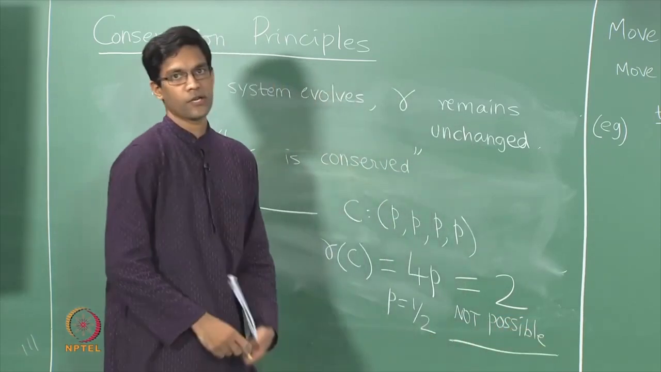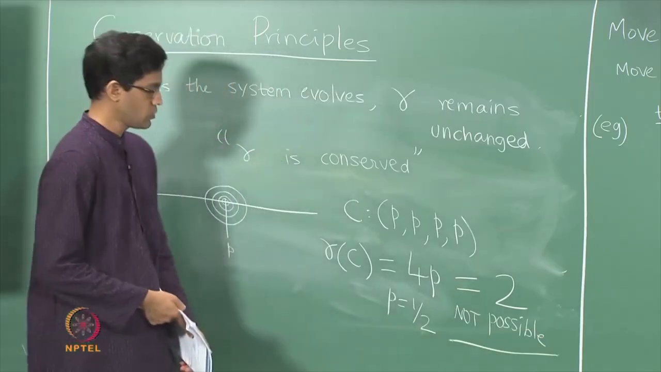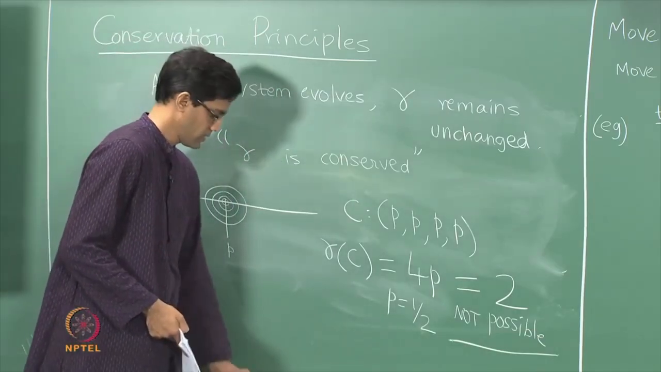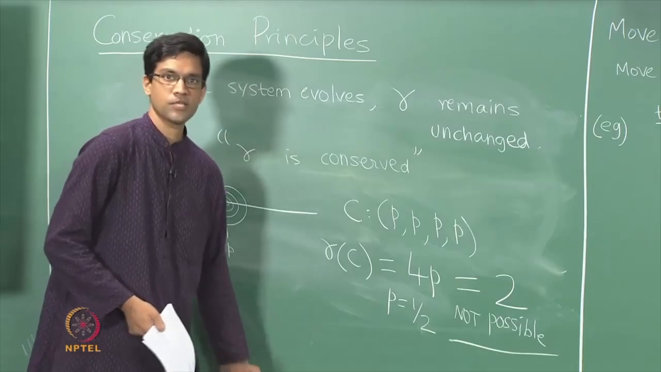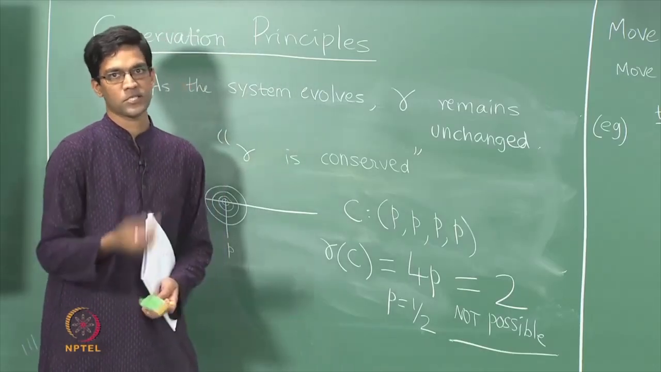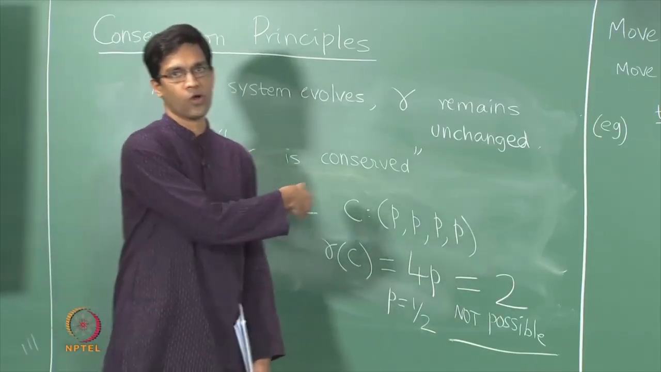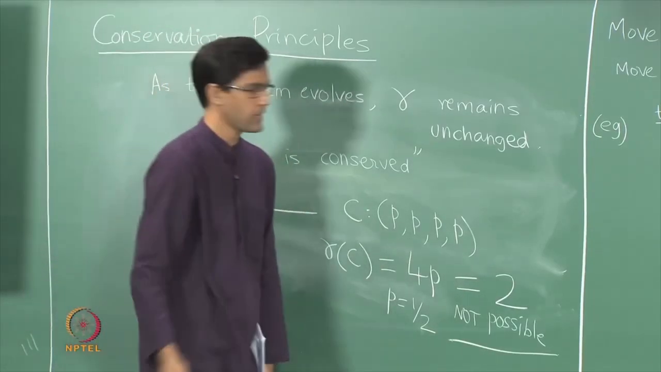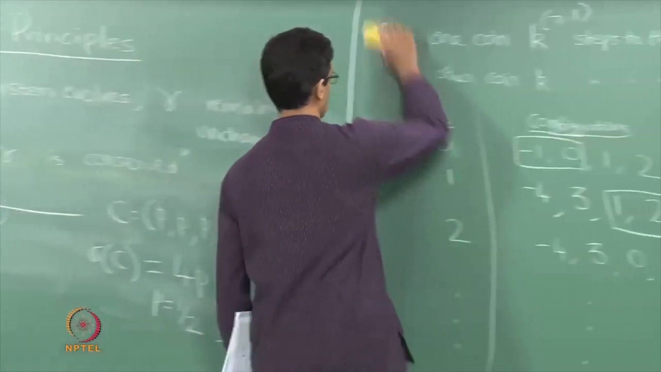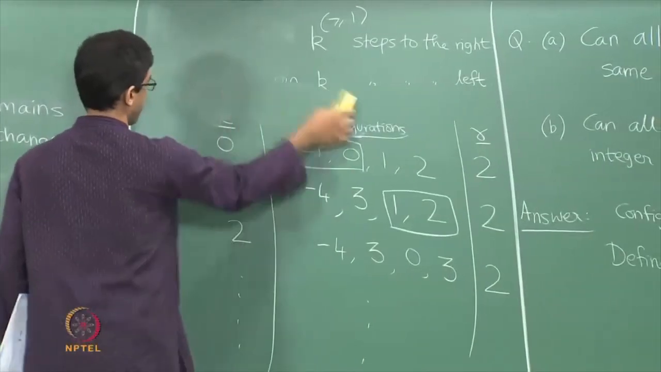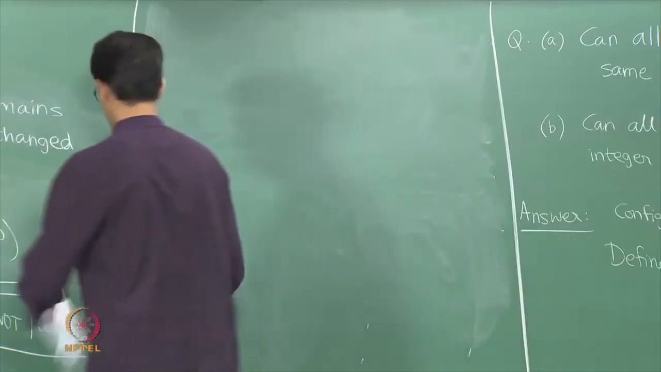Okay. So it's actually not possible to get all four coins to coincide at the same point. Now I leave the second question as an exercise. Try using the same argument, apply the same gamma function to conclude that it's not possible for all four coins to somehow move to the negative part of the real axis. So the second question is an exercise for you to try. Now let's do some more examples.